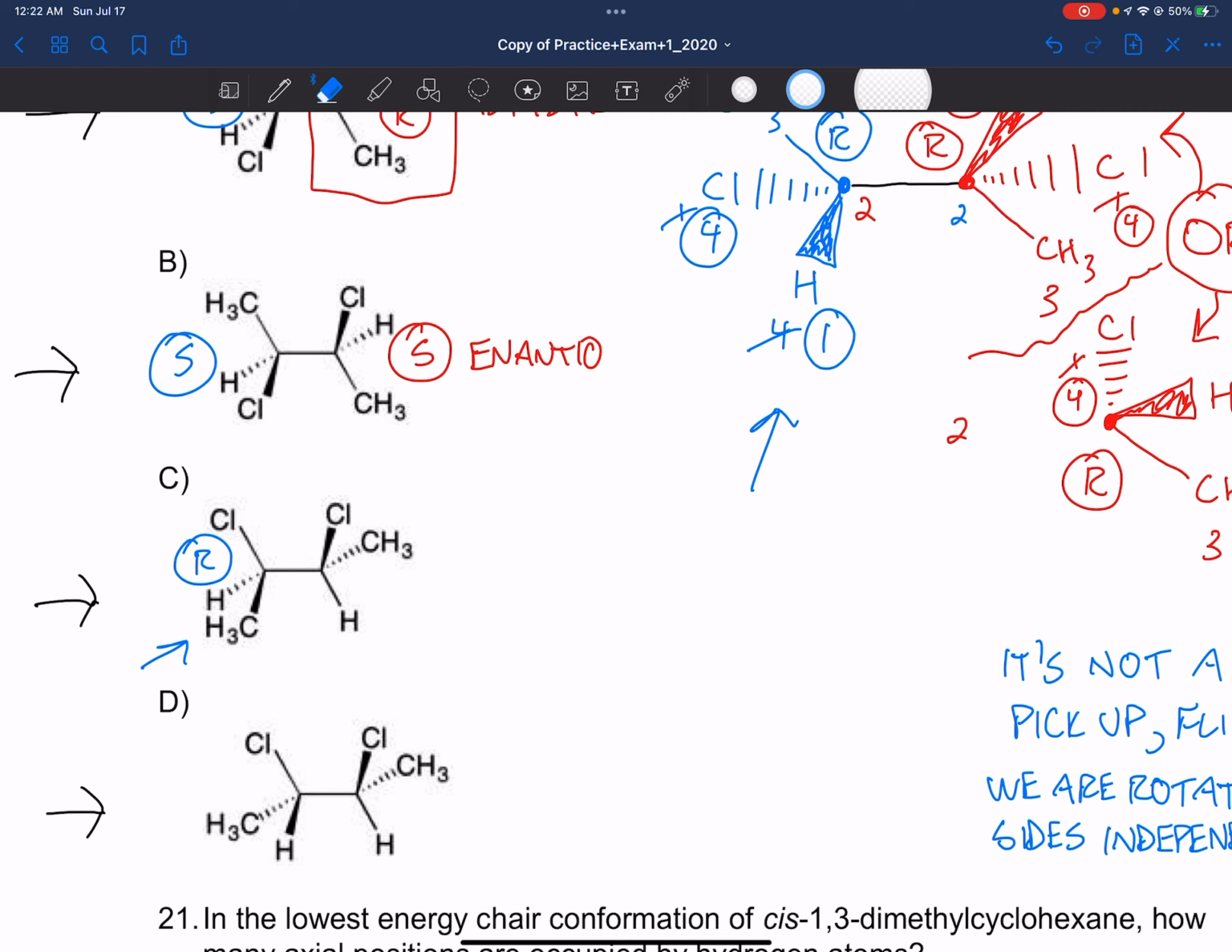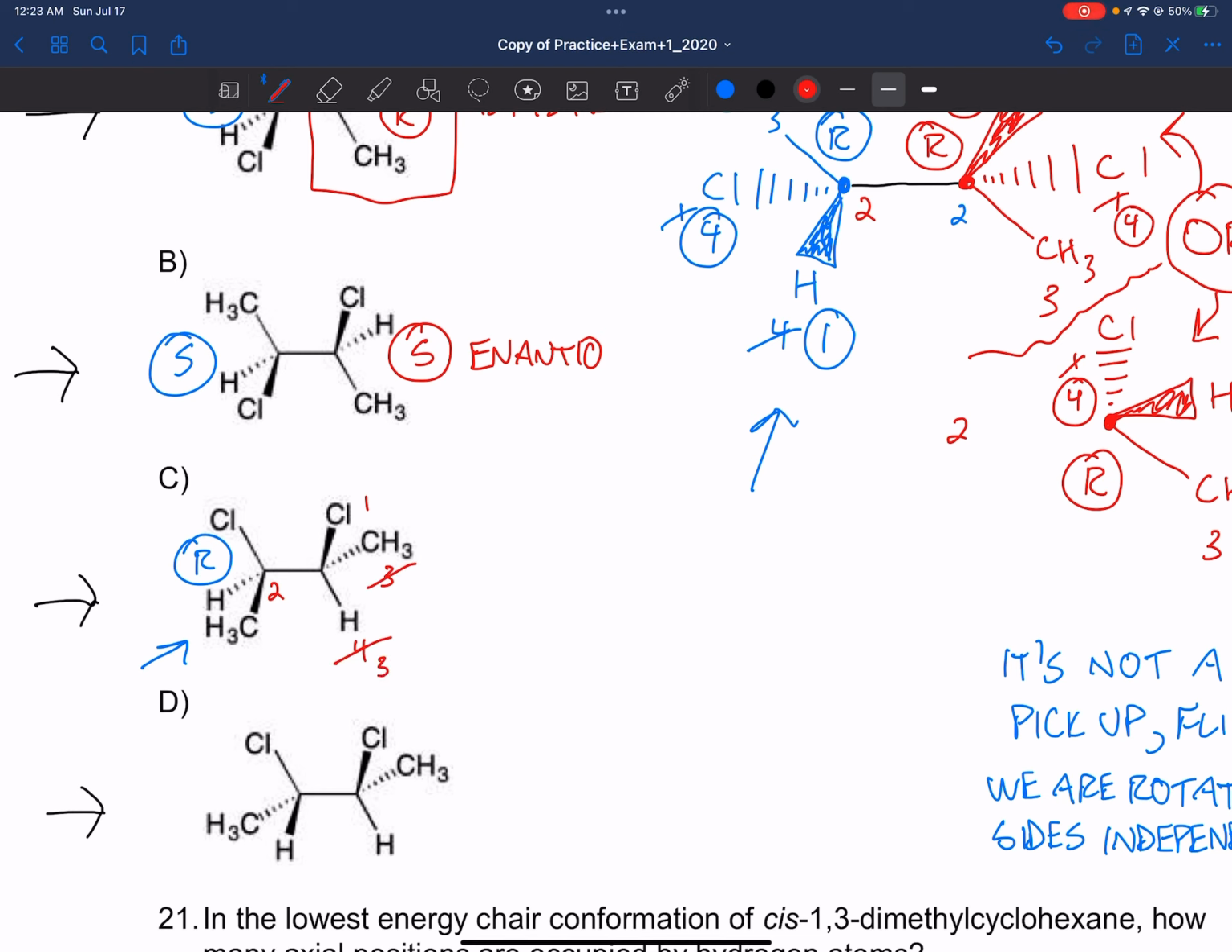If you're not great at the visualization, let's just do the R and the S here. I'll write them out for you. Hydrogen's going to be 4, methyl's going to be 3, chlorine's going to be 1, this is going to be 2. Do we need to make an interchange? Yes, we do. We need to switch this group and this group.